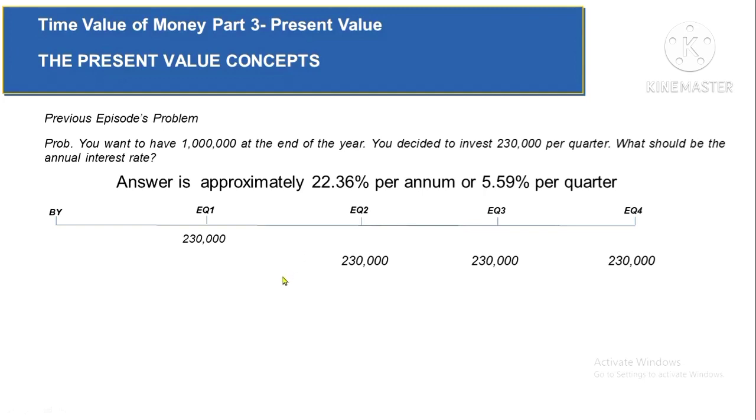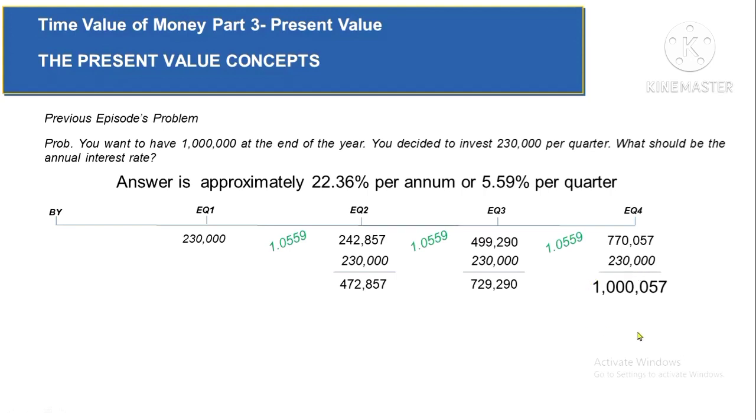So let's apply that to the timeline and we will multiply the investments with 1.0559 or 105.59%. So you have 230,000 times 1.0559, you will have 242,857 plus 230,000, then you're going to get 472,857 at the end of quarter 2. Then you multiply that amount with 1.0559 again, you're going to get 499,290 plus 230,000, then you'll have 729,290. Lastly, multiply that with the final 1.0559, then you're going to get 770,057 plus the final 230,000, then you are going to get a total of 1,057,000 pesos.